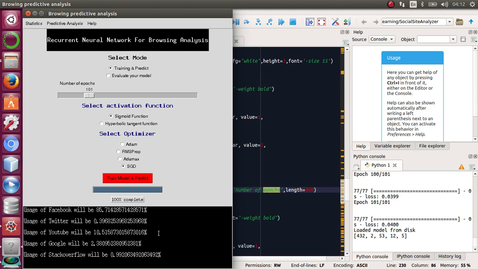Yep. So 85, 0.39, 10, 2.38, 0.99. Pretty much similar like before. So yeah, in the next part, we'll try to evaluate the model.